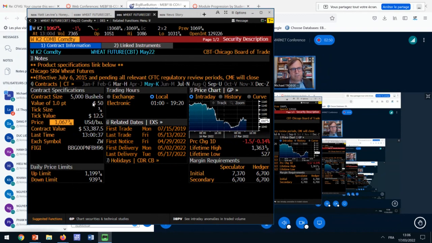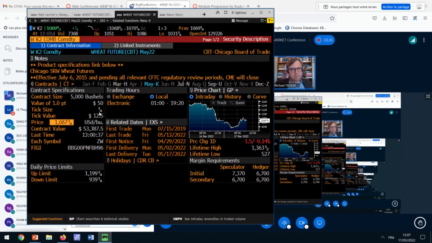We found out yesterday that because it's 5,000 bushels and it's about 1,000 cents or $10 per bushel, the value of one contract is around $50,000, and that's what you have here. That means that a 1 point increase, so it goes from 1,067 to 1,068, is a $50 change in the value of the contract.